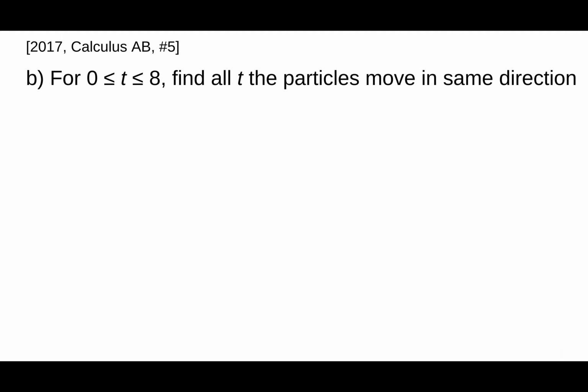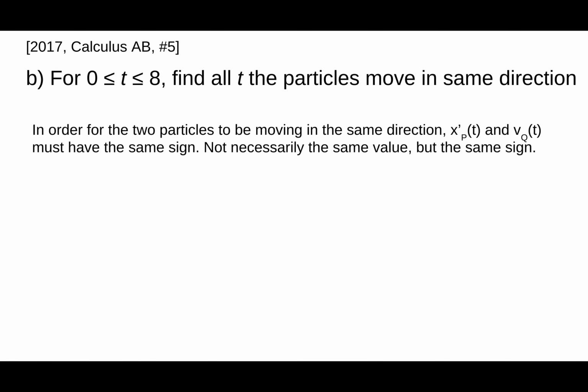For part B of this question, we are asked to find all values of t between 0 and 8 for which the particles move in the same direction. Now, because it doesn't specify which direction, we really don't need to know when they're both positive or both negative. We just need to know when they have the same sign. So in order for the two particles to be moving in the same direction, x prime P of t, which we already found, and v Q of t, which is given in the question stem, must have the same sign. They don't have to have the same value, but they do have to have the same sign.